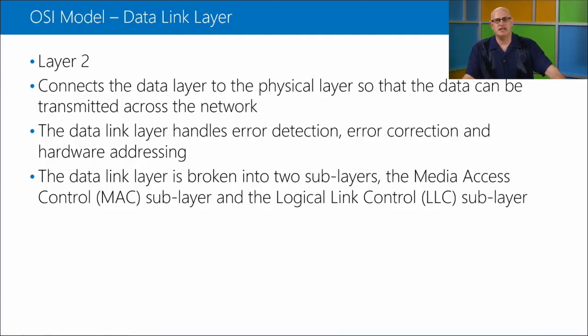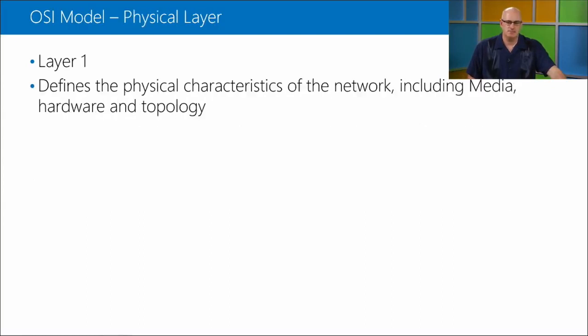Layer 2, the data link layer, connects the data link to the physical layer so the data can be transmitted across the physical network. It can handle error detection, error correction, and hardware addressing. The data link layer is actually broken up into two sublayers: the Media Access Control, or MAC, sublayer, and the Logical Link Control, or LLC, sublayer.